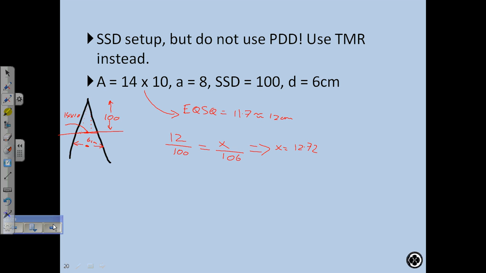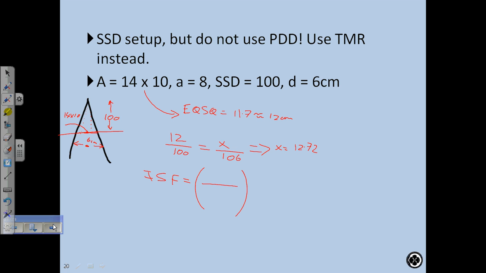So what we need to know is the inverse square factor. Now, in MU calculation, factors are always in the denominator. That's going to tell you whether it's going to be greater or less than 1. If we're further away, our inverse square factor should be smaller than 1, because we want to increase our MUs to give the same dose at a further distance. If it's smaller than 1 and it's in the denominator, MUs are going to go up, right?